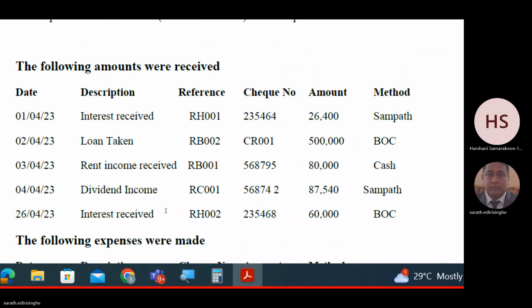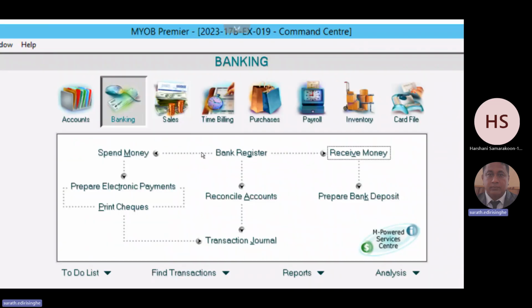Interest received to the Sampath Bank. Actually, student, not a current account. Current accounts are not given interest. You have to imagine that you have either a savings account or FD or something in the Sampath Bank. Anyway, record this general income. Where do we record, either journal entry or receive money? Correct. Under banking, receive money.